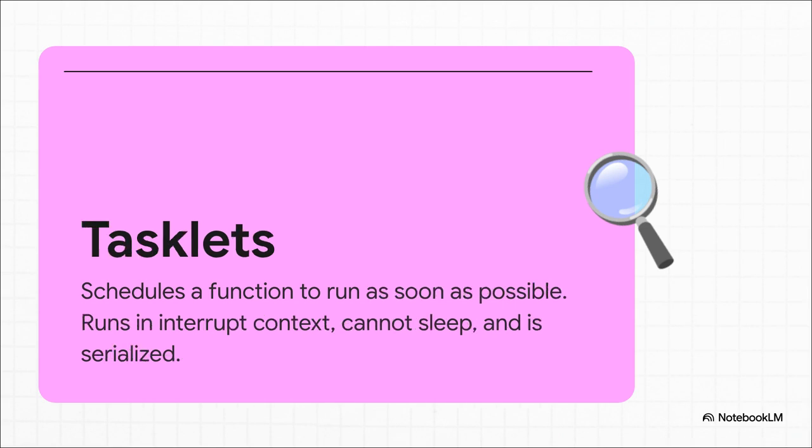Next are tasklets. They also run in that same super fast, high priority interrupt context, which means, you guessed it, they can't sleep either. The big difference is you don't give them a specific time. You just tell the kernel, run this as soon as you possibly can. That makes them fantastic for quick follow-up actions that need to happen right after some hardware event.